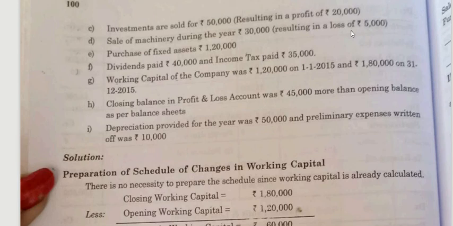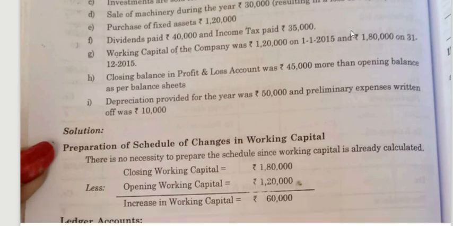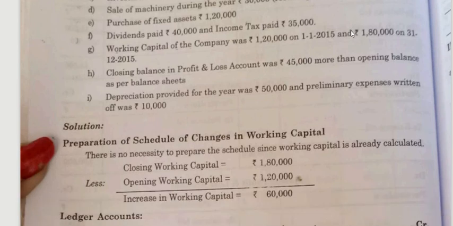Loss will come under your adjusted profit and loss account. Purchase of fixed assets will come under your application of funds. Dividend paid will come under your adjusted profit and loss account and application of funds. Income tax paid also comes under your application of funds. Working capital was 1,20,000 and 1,80,000.